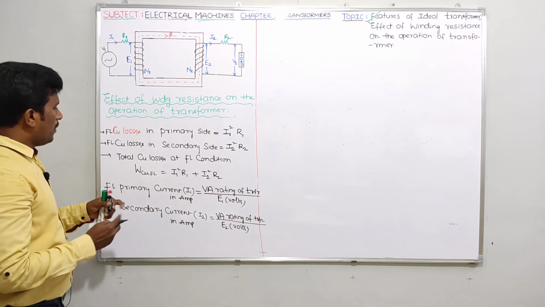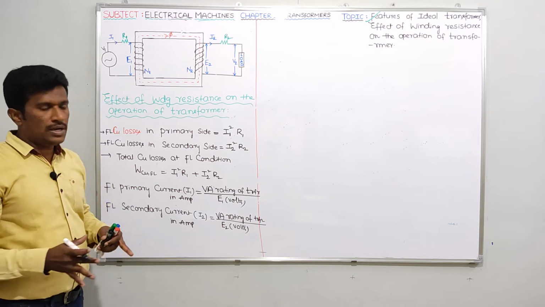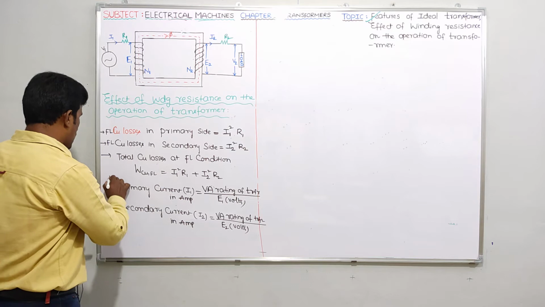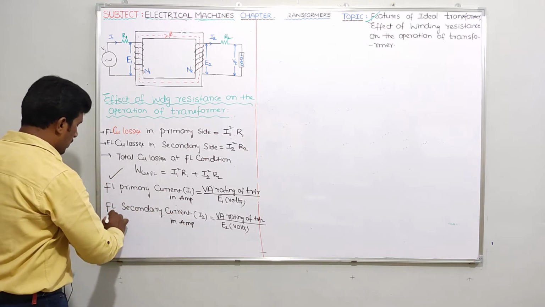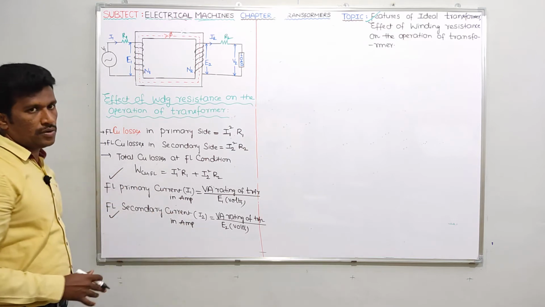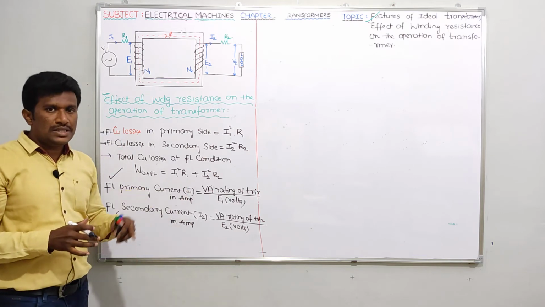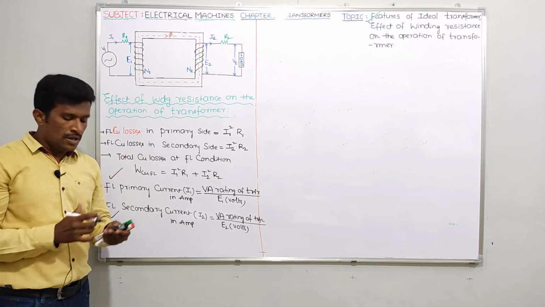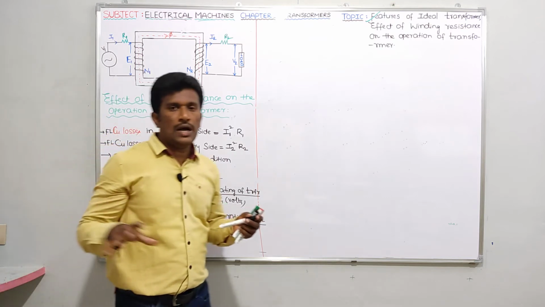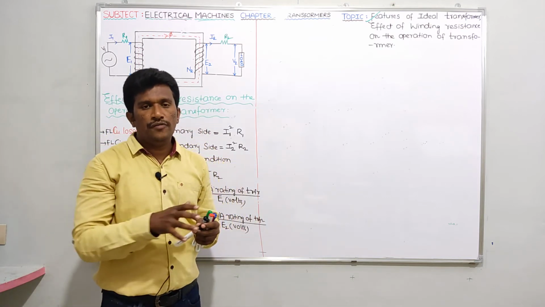See guys, for finding total full load copper loss in the transformer, you should find out the I1 value and the I2 value. So these two things I have to find out. Okay, instead of finding I1 and I2 and then the total full load copper losses, for finding copper losses in a simple way, we are going for the referring concept.